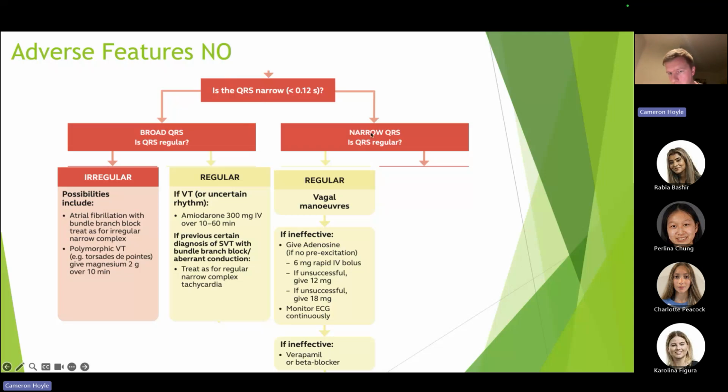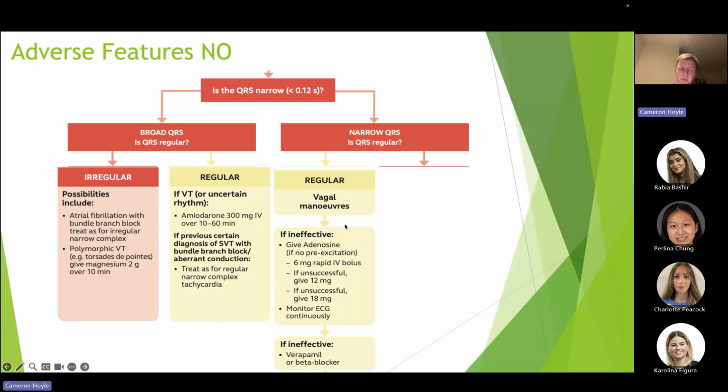If you're going down the narrow complex QRS route and it's regular, the first thing to try is vagal maneuvers. Does anyone know what we mean by vagal maneuvers? Or any examples of vagal maneuvers? Blowing through an empty syringe or pressing on the, so Charlotte's saying Valsalva, so they're pressing on carotids. Correct. Yeah, you can do a carotid sinus massage, which is a type of vagal stimulation, or the classic one is blowing. You get a big 50 ml syringe that's empty and just ask them to blow as hard through it, which will stimulate the vagus nerve. Seems very strange, but it does work sometimes.